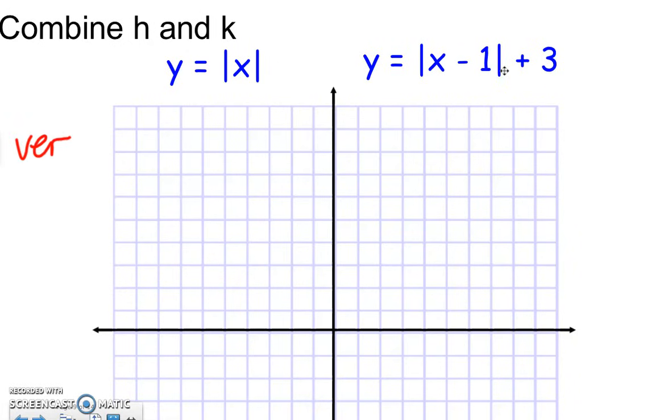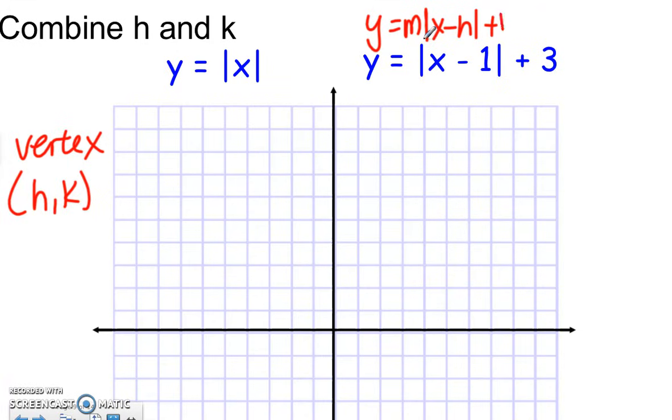Your vertex is (h, k). And the vertex is just the center point of that absolute value bar, okay? So if we can turn these numbers into h and k, because remember, it's y equals m times the absolute value of x minus h, plus k, if I can take the vertex from that, then I can graph my problem.